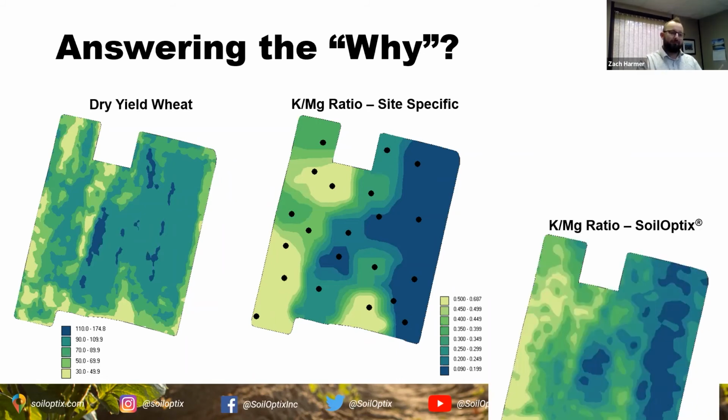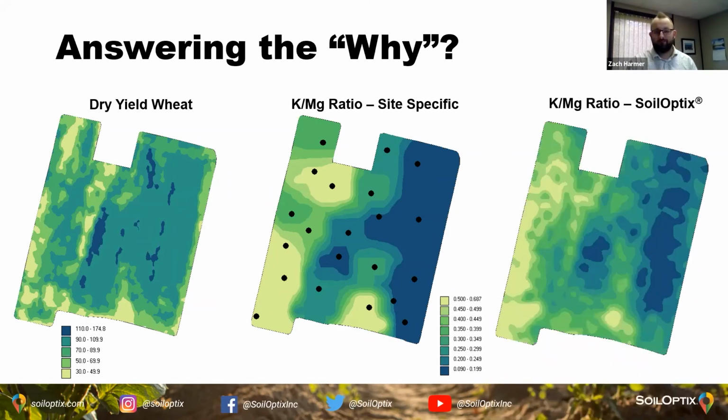But when you bring in a mapping technology on top of that, that's where you really start to tell the story. Right? We can now start to really fine tune why I am seeing what I am seeing. Right? We're seeing that response. We're seeing a direct correlation right here with yield and K-Mg. So now this grower can go back out and apply management decisions at a very fine-tuned scale to really address the problems that are possibly in this field.